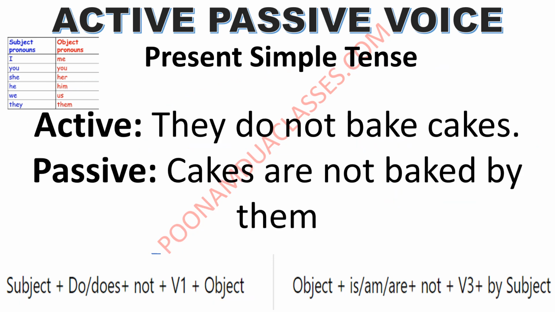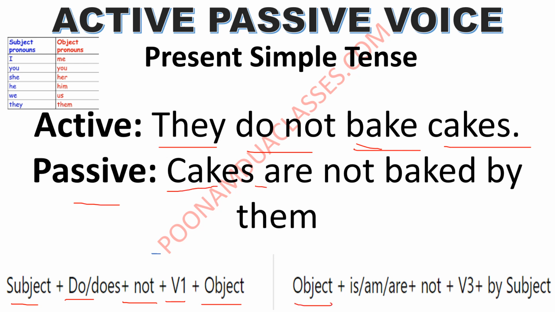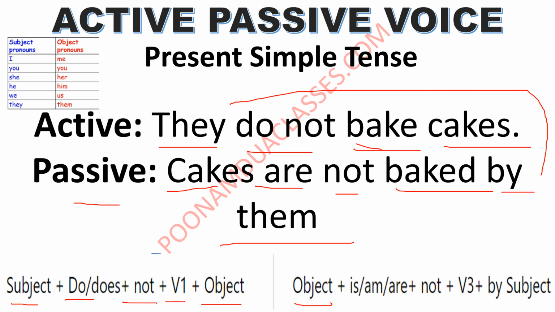Earlier our sentence was "they bake cakes." Now it is the negative of that. They do not bake cakes. Subject plus do or does with not plus verb's first form plus object. This is the structure, and the passive structure is object, that is cakes are not, third form of the verb, baked by them. They will get converted into them.